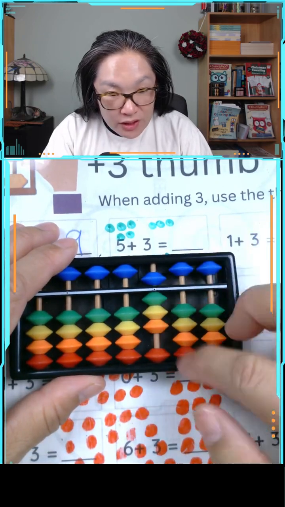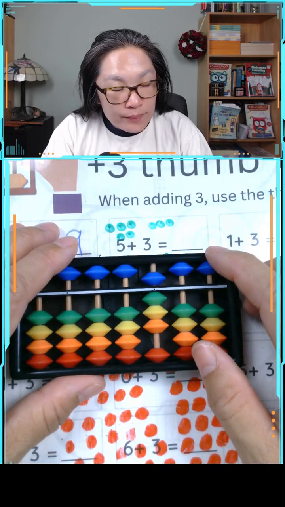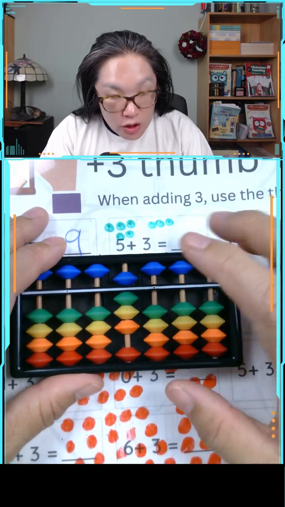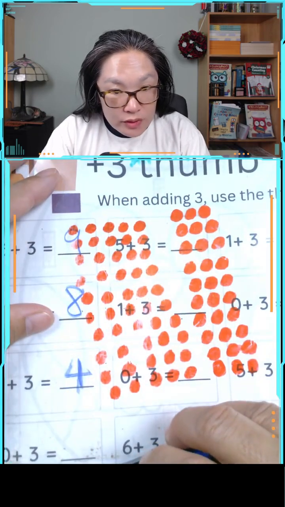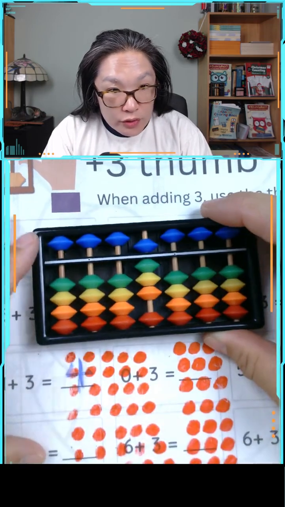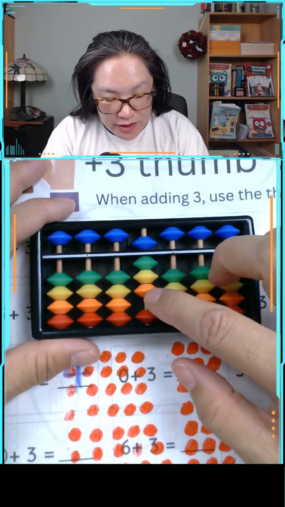But guess what? We can actually scale it, right? We could do 50 plus 30. You could do it with the dots. But then it gets really crazy. That's a lot of dots. Or you can do it on the abacus. 50 plus 30 is equal to 80.